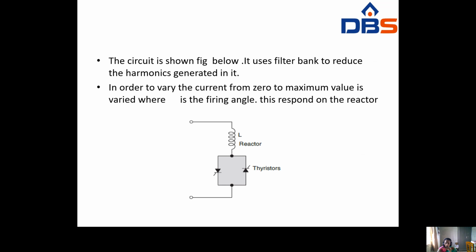The filter bank reduces the harmonics generated in it. In order to vary the current from 0 to the maximum value, it is varied by the firing angle. Here the two thyristors are connected in opposite directions and the reactor is connected in series. So this is the TCR circuit diagram. In order to vary the current from 0 to maximum value, it is varied by the firing angle.